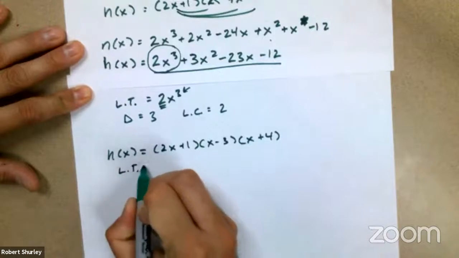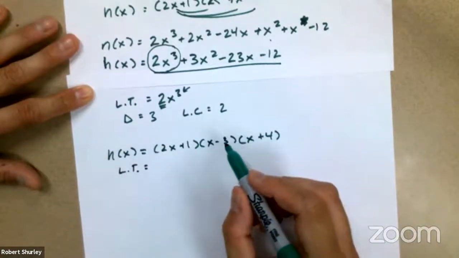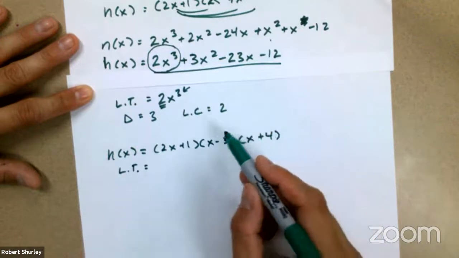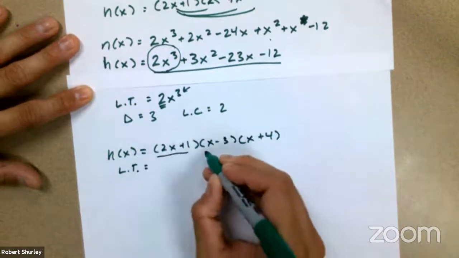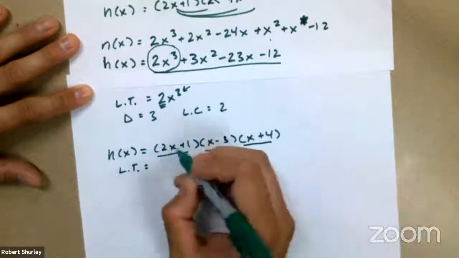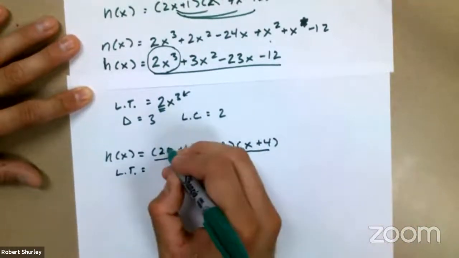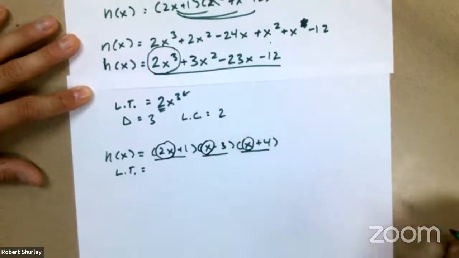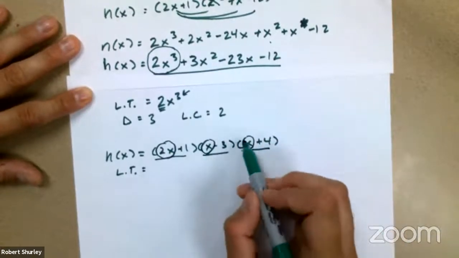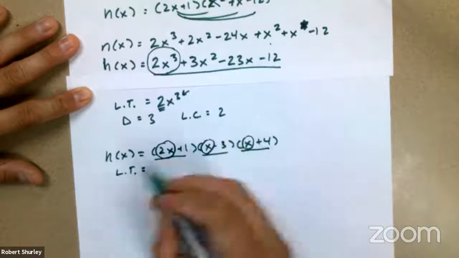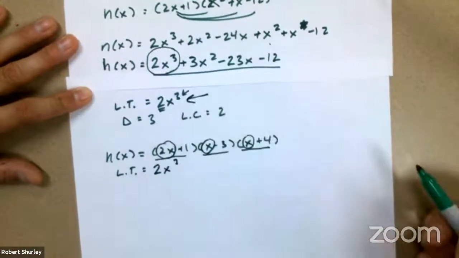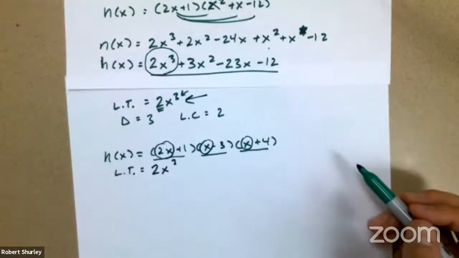The leading term is always just the highest degree term multiplied in each factor. So notice we have three factors. And the leading term for each factor is we have 2x, x, and x, okay? If we multiply those all together, 2x times x times x, we wind up with 2x cubed. Hey, same thing as before, okay? That's where it comes from.